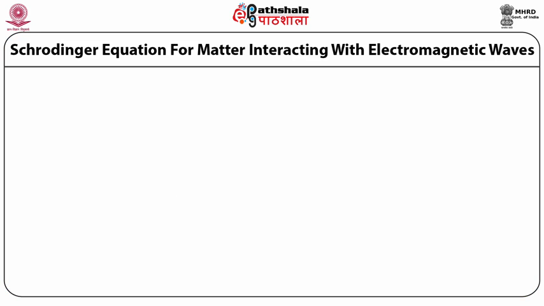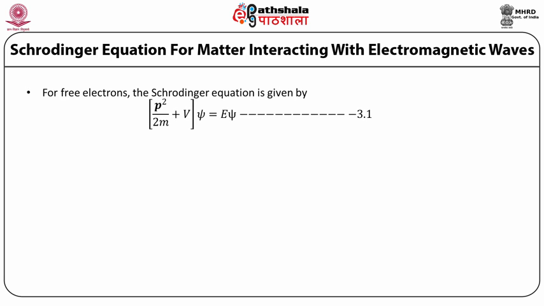This module is on perturbation theory, an extremely crucial and important part of the whole field theory and the way we discuss field theory and solutions of the equation. We start with the Schrödinger equation for matter interacting with electromagnetic waves. For electrons, the Schrödinger equation is given by (p squared by 2m plus V) operating on psi is equal to E psi.